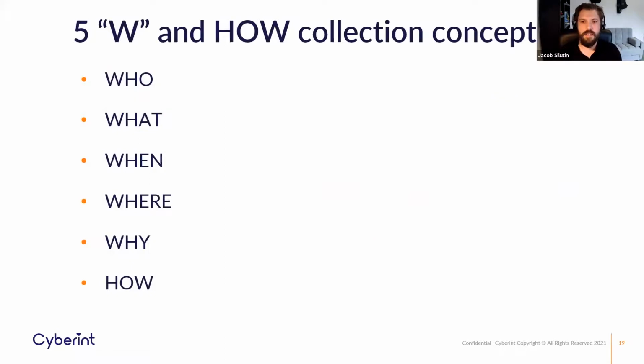This is a very, very well-known collection concept in intelligence. Any type of intelligence really relies on the 5 W's and how. Who are we talking to? What are they doing? What are they selling? What are they providing? When did they obtain this information? When is this information dated to? Where did they get the information from? Why are they using this information? Why are they trying to do what they're doing? And how did they get the information.